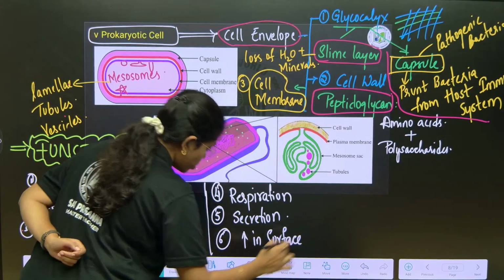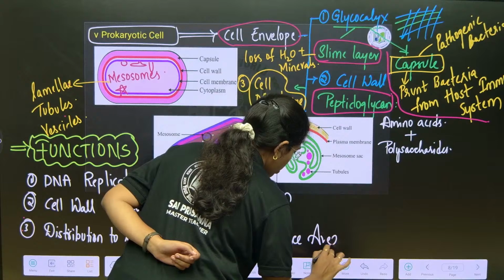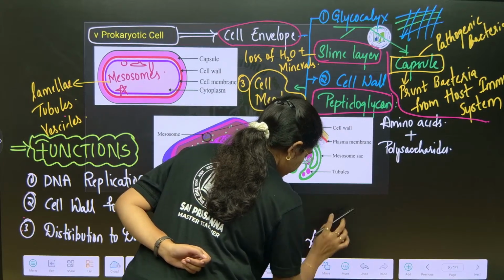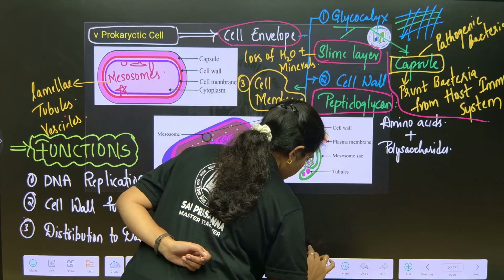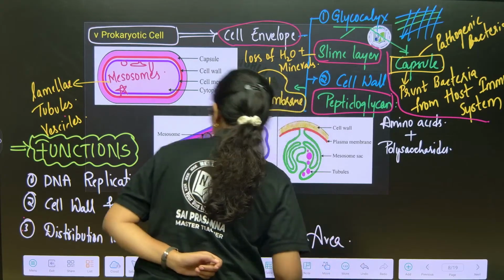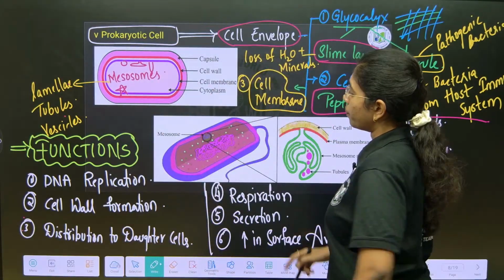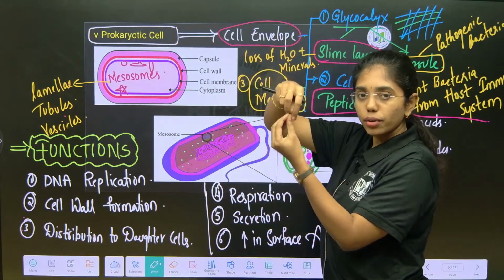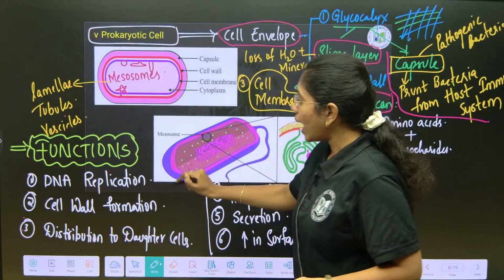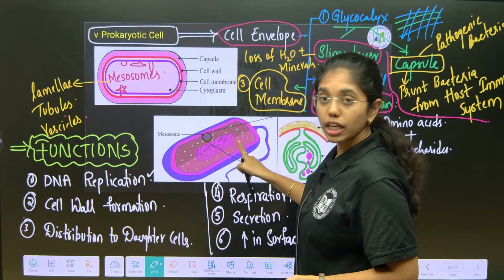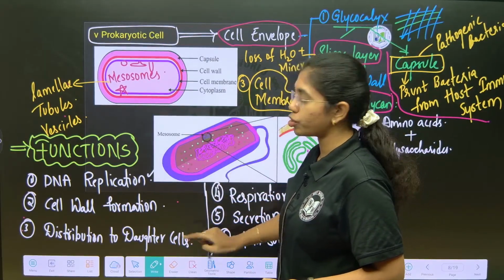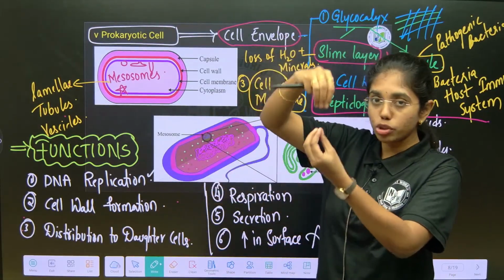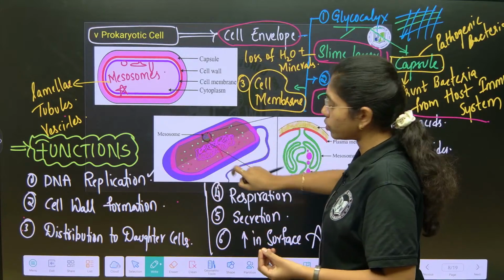How are mesosomes performing all these functions? Just have a look. I will brief you very quickly. Here we go, beta. First is DNA replication. The mesosomes which are present on two opposite sides will contract together and they will help in DNA replication, cell wall formation and distribution to daughter cells. That is how these three functions are coordinated by the mesosomes present at the opposite ends.